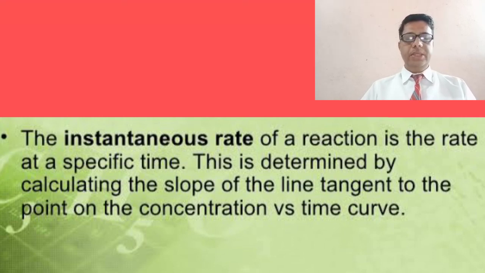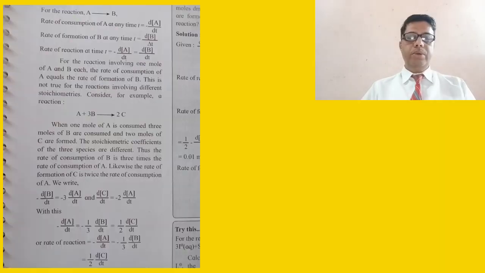Same as the average rate. Again consider a reaction A gives B. First, we have to write the rate of consumption of A at any time t, which is equal to minus d concentration of A upon dt. Second, the rate of formation of B at any time t is equal to plus d concentration of B upon dt. Here a printing mistake takes place in your book, so correct it.